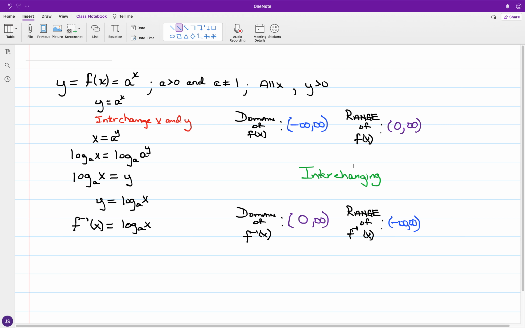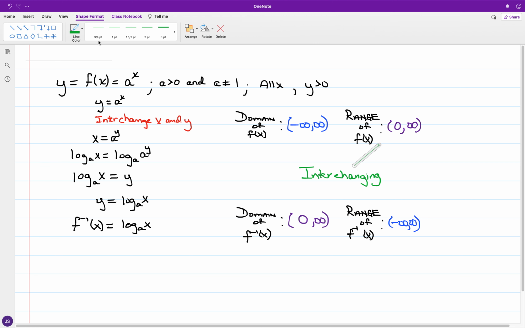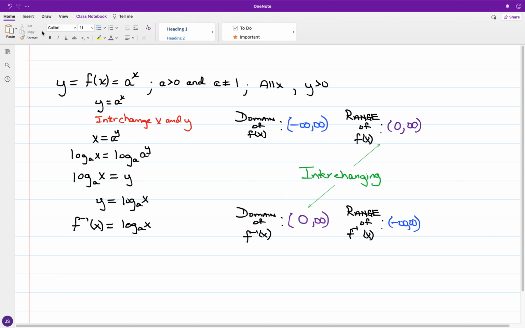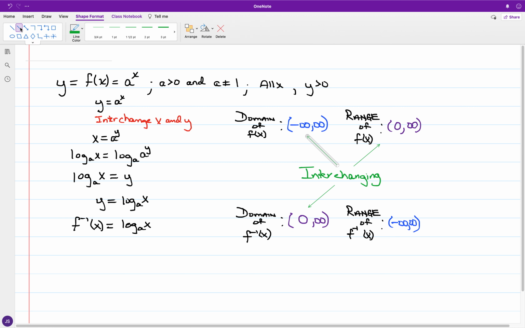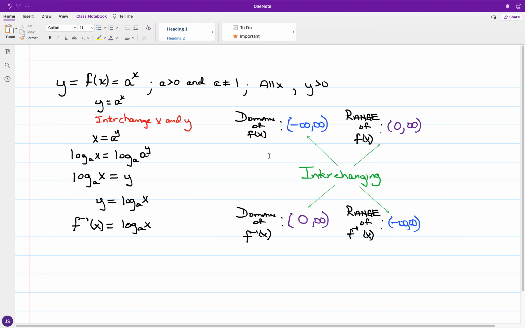So for the original function, what we have in x, we're going to have in y for the inverse, and vice versa. So going back to our exponential function, if I interchange, I have x is equal to a to the y.